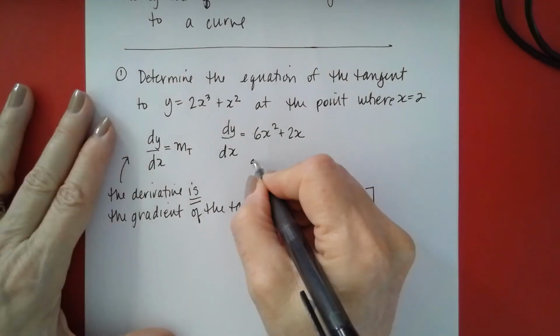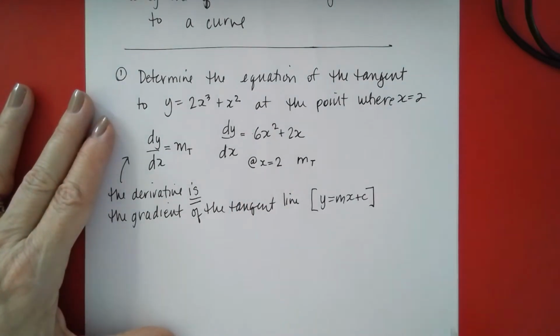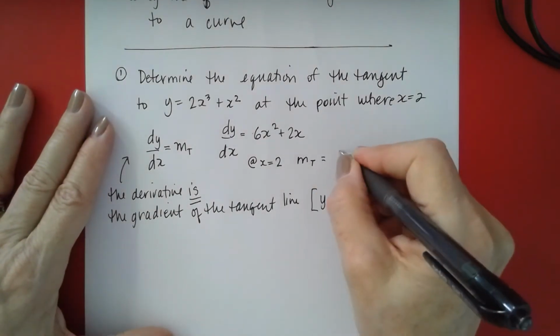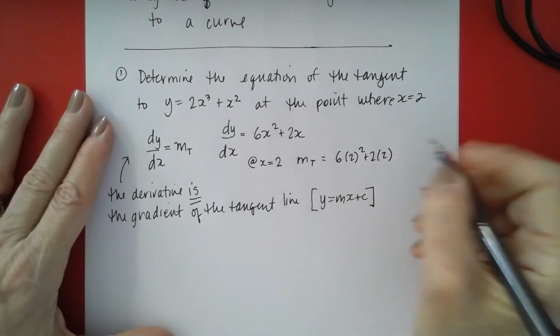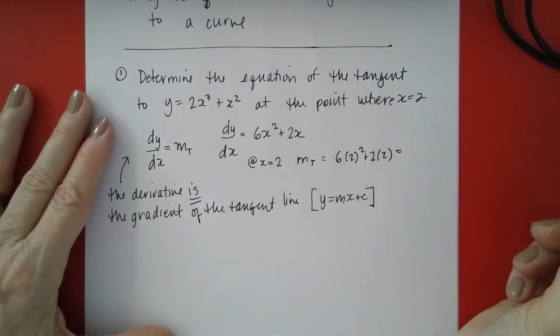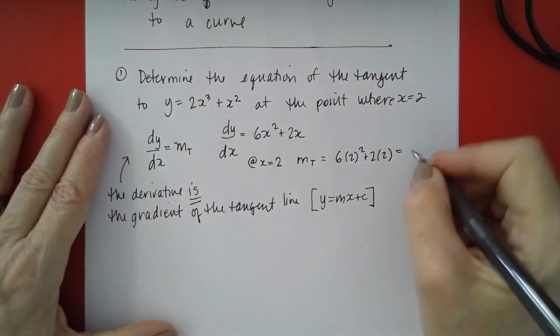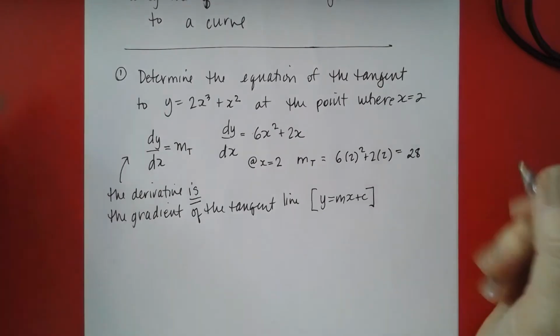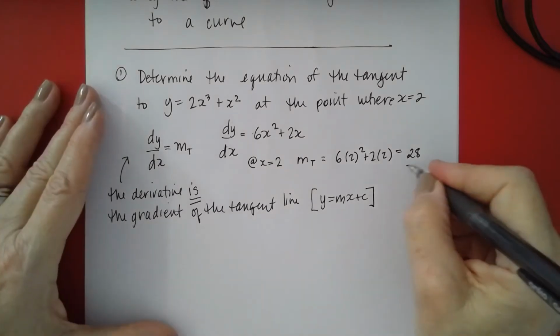So at x equals 2, the gradient of the tangent, I use that little notation, I think a lot of people do, equals 6 times 2 squared plus 2 times 2. I can calculate that in my brain or on a calculator. 28. Big and positive, I like that. So that's my gradient.